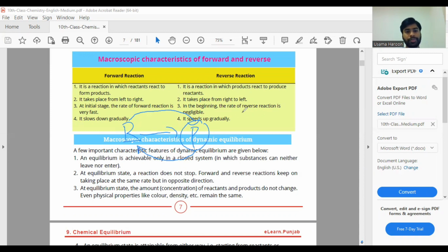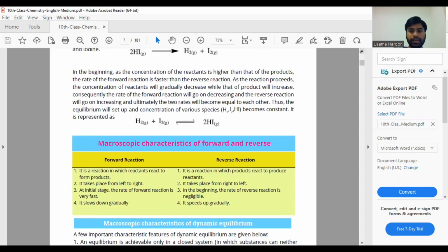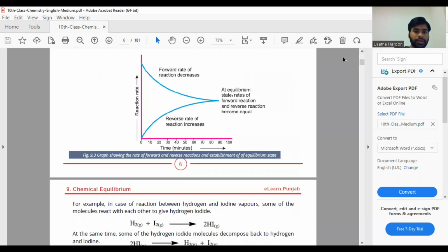And the third point is that the rate of the forward reaction at the initial stage is very fast, and the rate of the reverse reaction at the beginning is very slow, almost negligible, as you have seen in this graph. Just look here. This is the beginning point. The rate of the forward reaction is very fast, and the rate of the reverse reaction is almost negligible or zero.